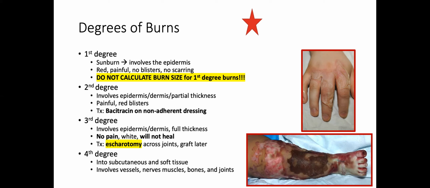Fourth degree burns go into the cutaneous and subcutaneous and soft tissues. It involves vessels, nerves, muscles, bones, and joints. Okay, so know that second degree is partial thickness. Third degree is full thickness. Second degree, we use Baci. Third degree, escarotomy.